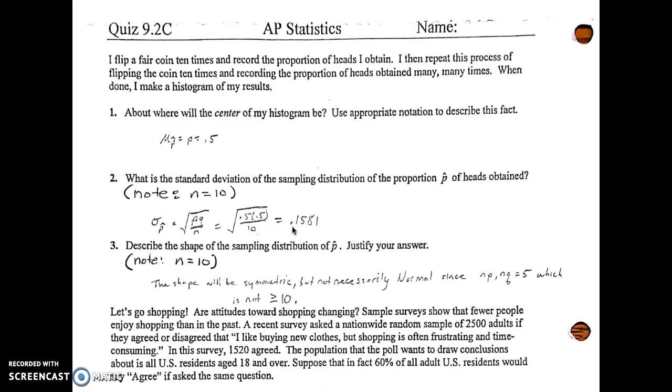Question 3, describe the shape of the sampling distribution of p hat. Justify your answer. Because you expect the center to be at 0.5, this is going to be symmetric around the middle of 0.5, but you can't guarantee that it's going to be normal because np and nq are only 5 in this situation. In order to assume approximate normality, these numbers need to be at least 10, which is one of the conditions that you read about in chapter 9.2.